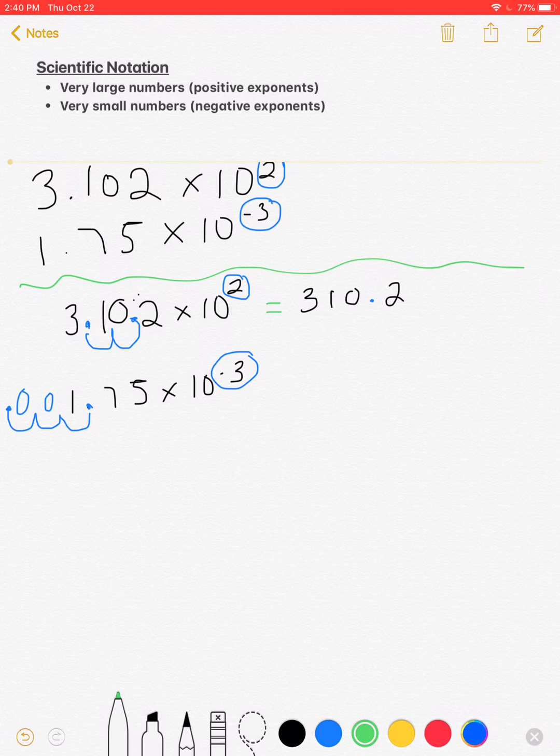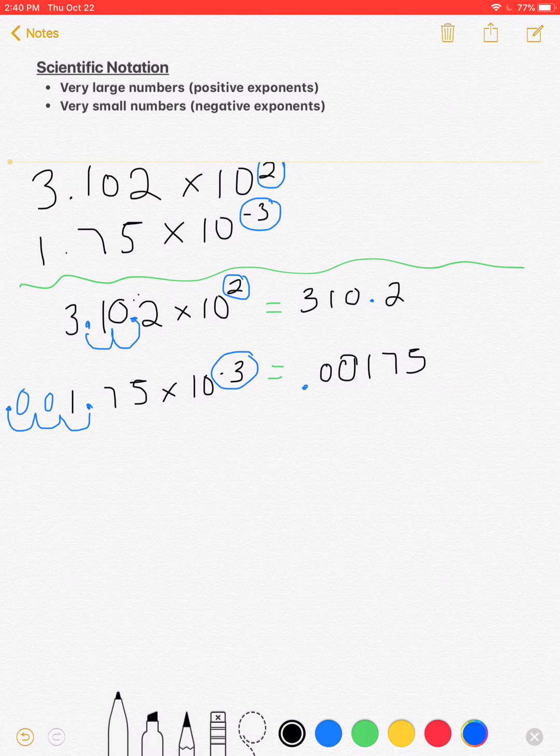So now that I've readjusted my decimal point, I'm going to write point, because it's to the left of my number now, point 0, 0, 1, 7, 5. And we can completely take out the times 10 to the negative third. We're taking that out when we move it back to standard form.